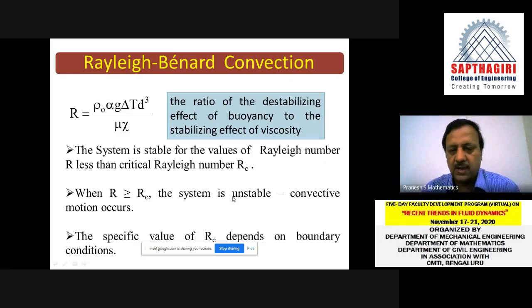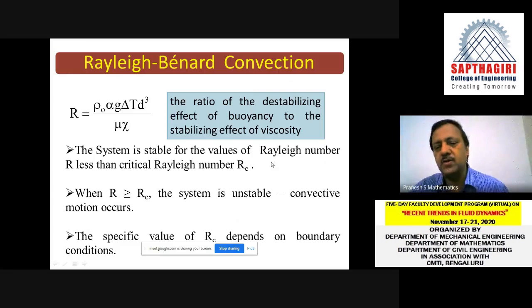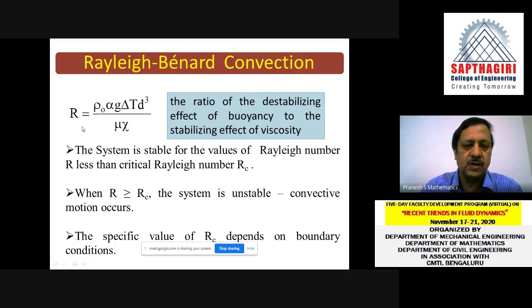As I said, at one particular temperature difference, the convection sets in. This temperature difference in non-dimensional form is measured by the Rayleigh number R, and we define the Rayleigh number as the ratio of the destabilizing effect of buoyancy to the stabilizing effect of viscosity.